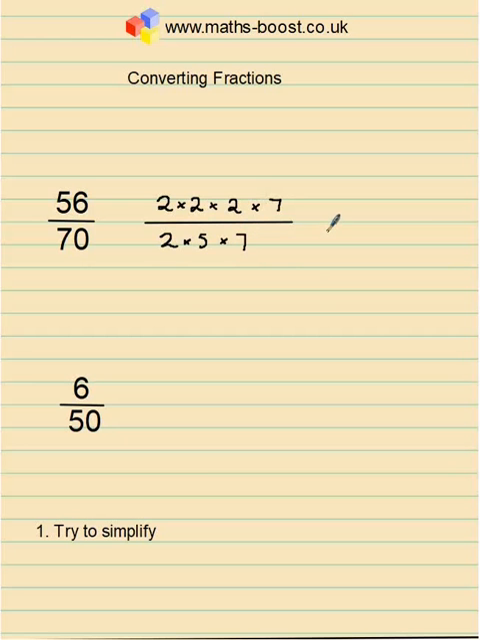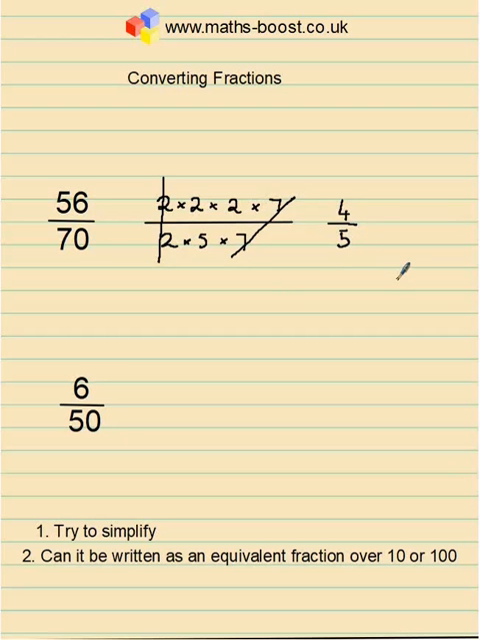So we've written it out in terms of its prime factors, the numerator and the denominator, and we can see what cancels. And so we're left with 4 over 5. Now by simplifying, the division is much easier to carry out. I wouldn't really want to do 56 divided by 70, but 4 divided by 5 is a lot easier. However, there's one more trick.